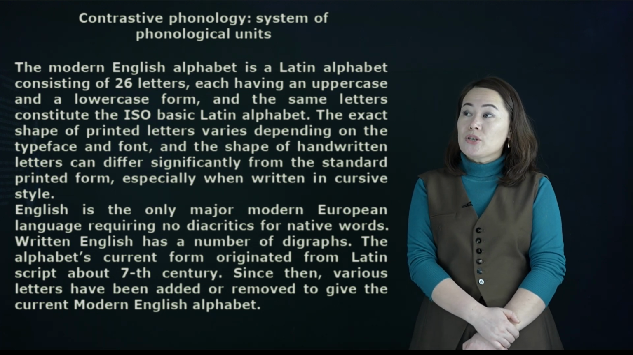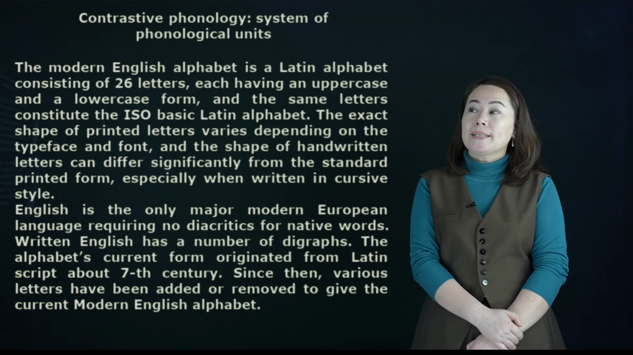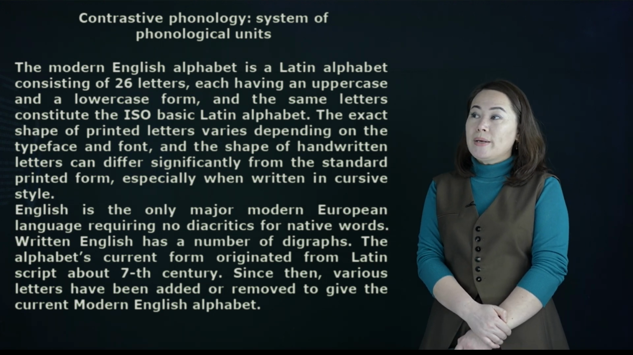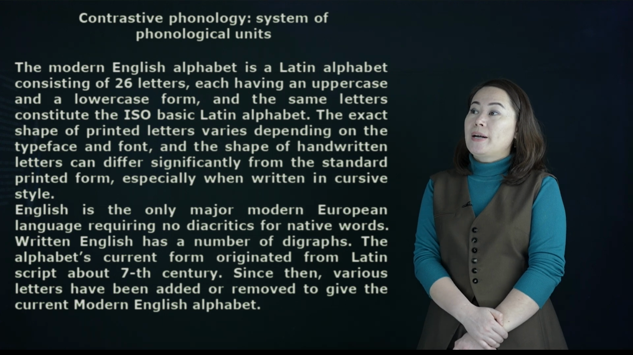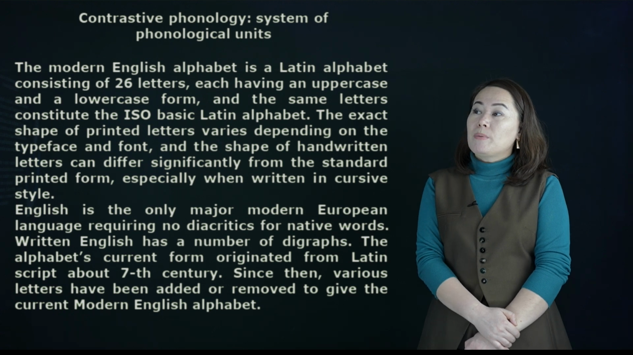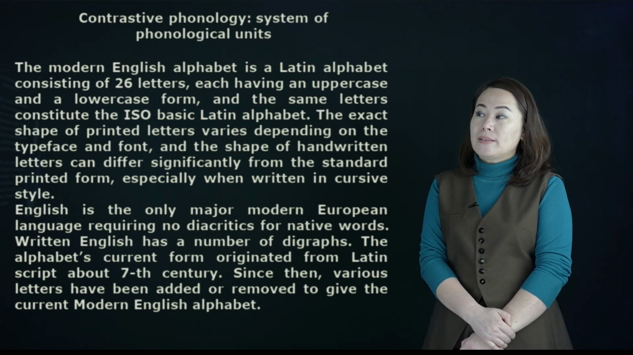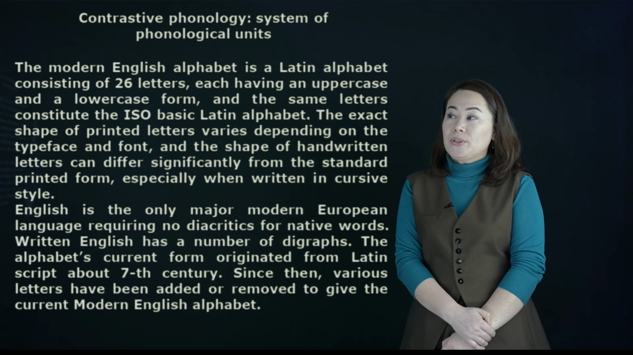In modern English, the alphabet is a Latin alphabet consisting of 26 letters. Each has an uppercase and a lowercase form, and the same letters constitute the ISO basic Latin alphabet. The exact shape of printed letters varies depending on the typeface and font, and the shape of handwritten letters can differ significantly from the standard printed form, especially when written in cursive style.